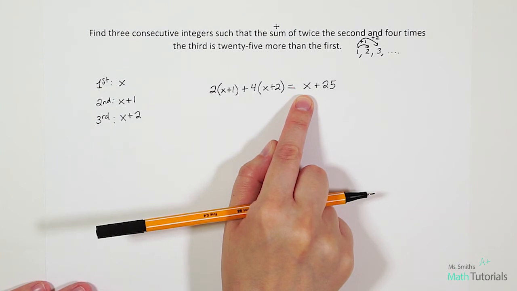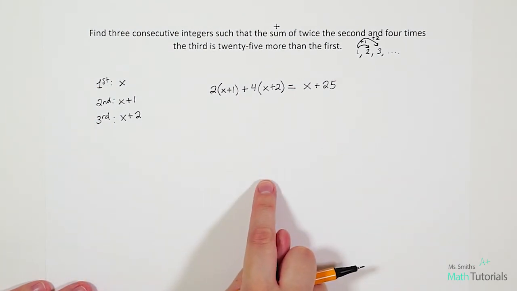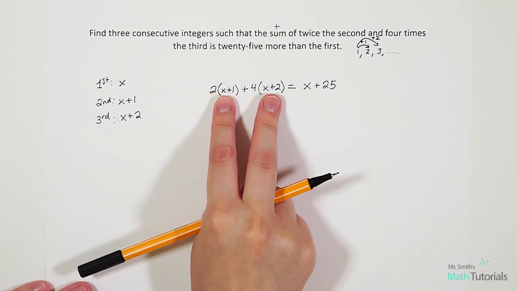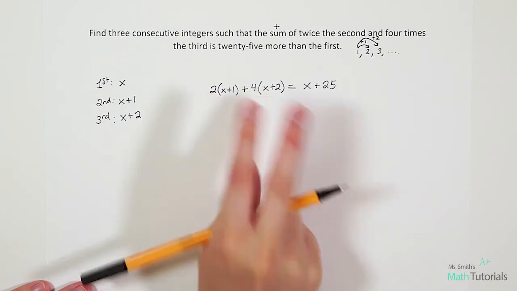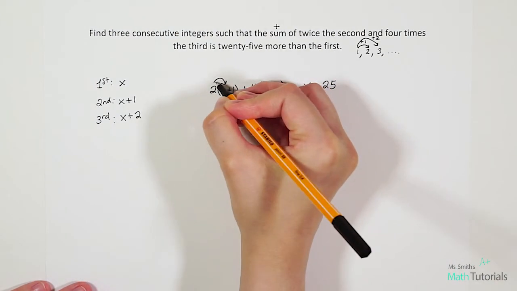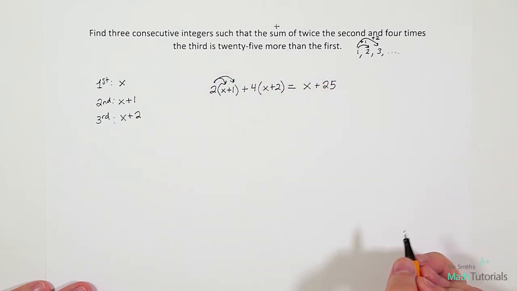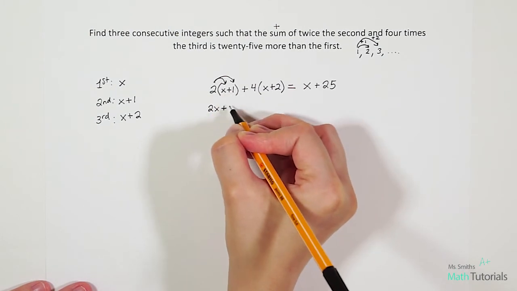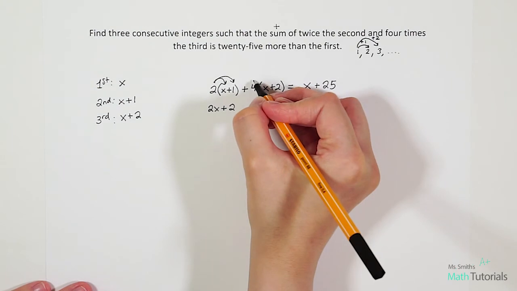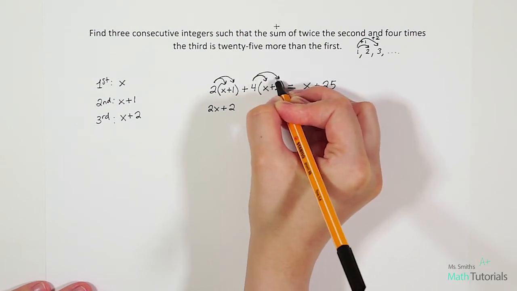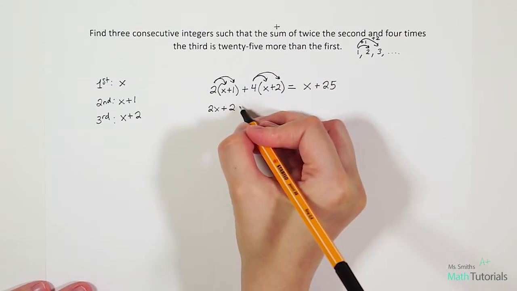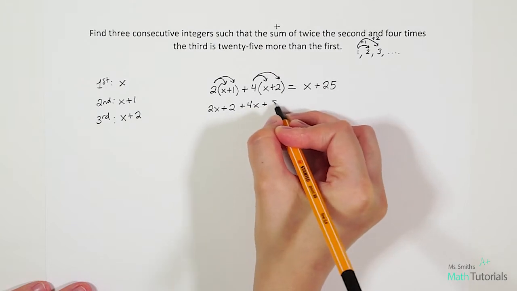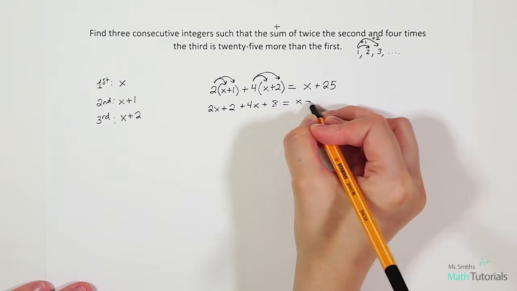So now that we have our equation written, we can solve this for x, and then we can easily figure out our 3 numbers. Now this time we have 2 parenthesis sets, so we're going to need to distribute twice. We're going to need to distribute the 2 into the first parenthesis. Let's go ahead and do that. 2 times x is 2x. 2 times 1 is a positive 2. And then we'll need to distribute the 4 into the second parenthesis. So 4 times x is a positive 4x. 4 times 2 is a positive 8. And it equals x plus 25.